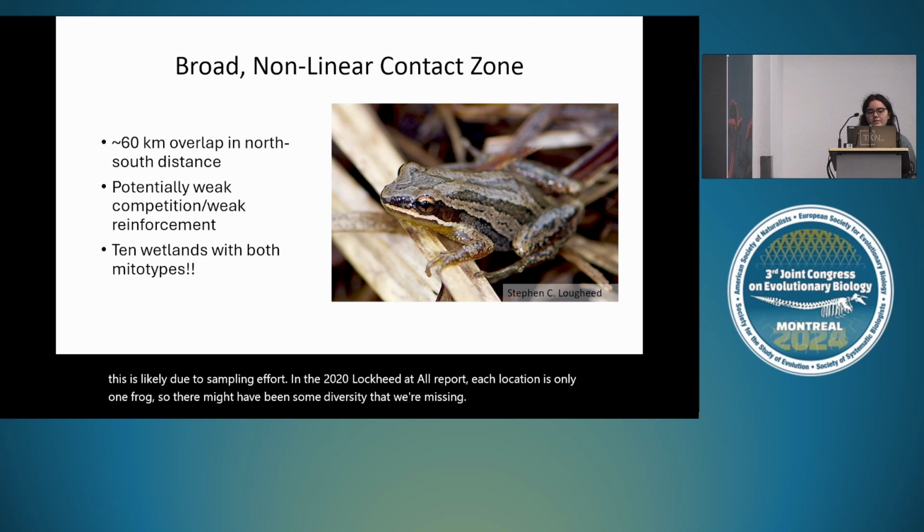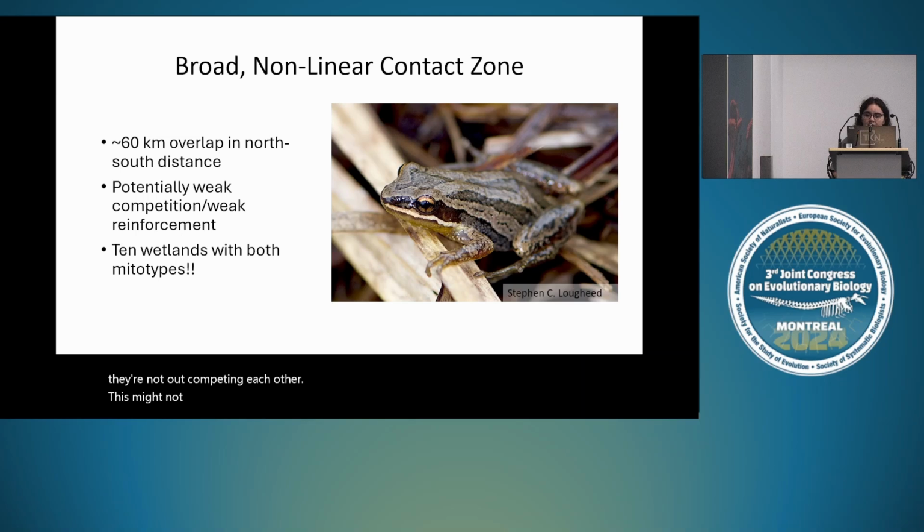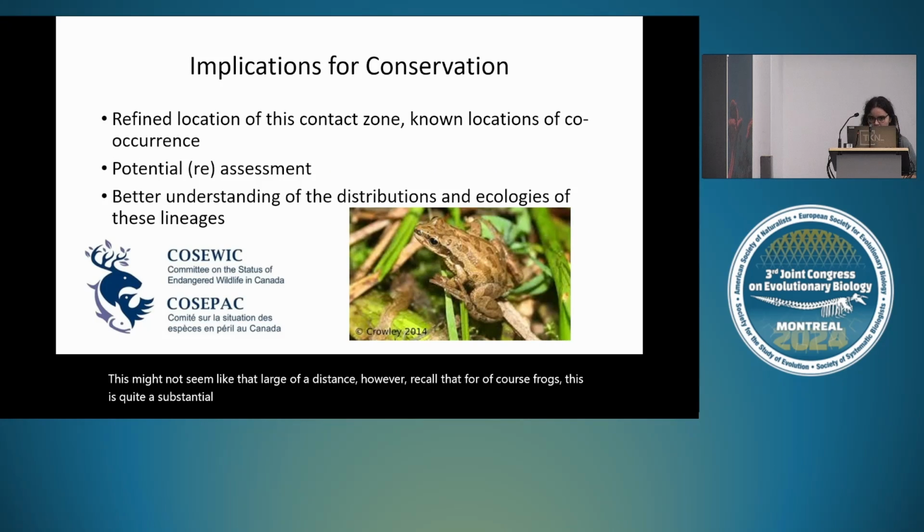We found that this contact zone is quite broad, and there's approximately 60 kilometers in north-south overlap between the two mitotypes. What this could indicate is that if hybridization occurs, there might be weak reinforcement because we know that both mitotypes occur across a relatively wide range, and that competition might also be relatively weak because they're not outcompeting each other. This might not seem like that large of a distance. However, recall that for chorus frogs, this is quite a substantial difference.